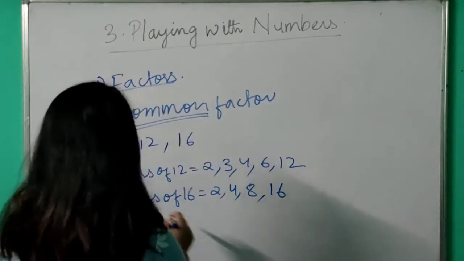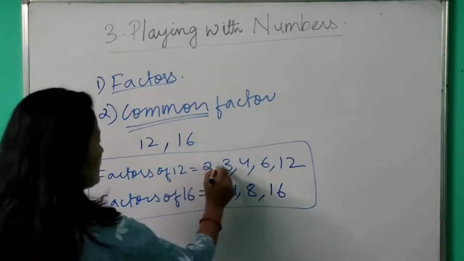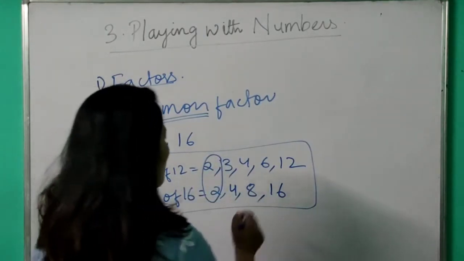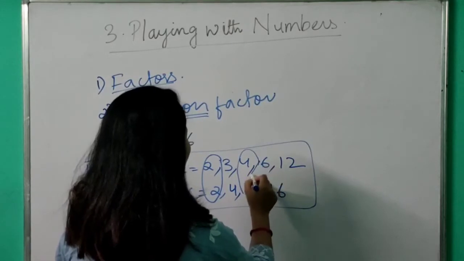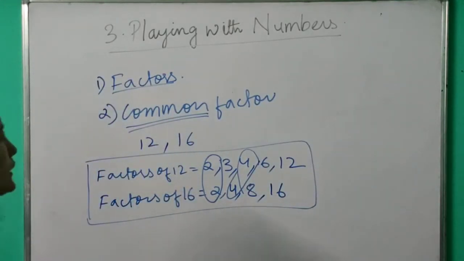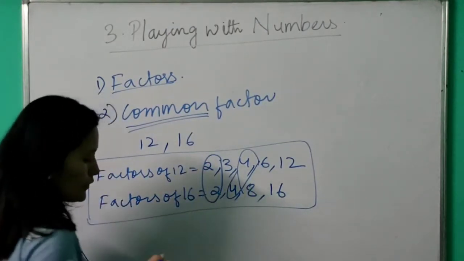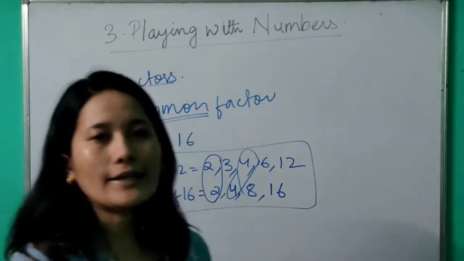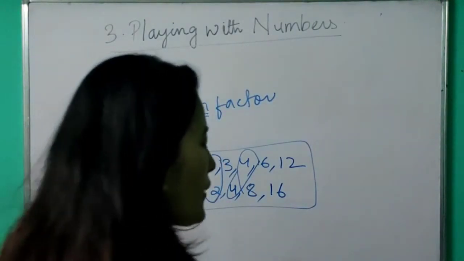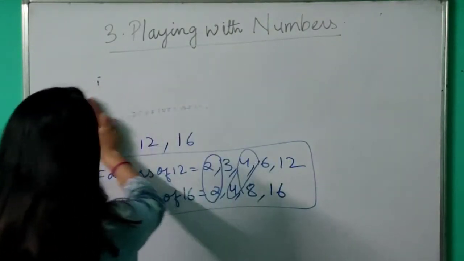So if you compare the factors of 12 and 16, you see that here 2 is common in both 12 and 16. And 4 is common in both 12 and 16. So these factors which are common in both numbers, if you take two numbers, that is referred to as common factors. Okay, so I hope you understood what factor and common factor mean.